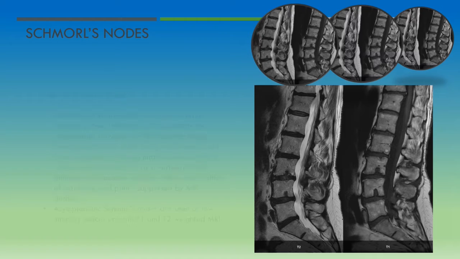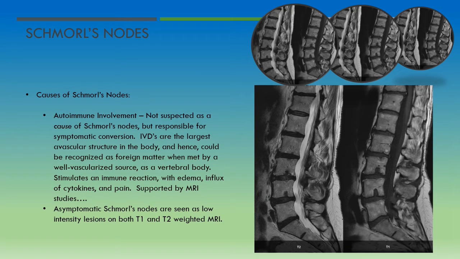Another theory circulating around the concept of Schmorl's nodes has to do with autoimmune involvement, and autoimmune involvement is not suspected as a cause of Schmorl's node in the first place, but may be responsible for the conversion of asymptomatic Schmorl's nodes into symptomatic Schmorl's nodes. And according to the autoimmune involvement theory, they tell us that intervertebral discs are the largest avascular structure in the body. So intervertebral discs are avascular.